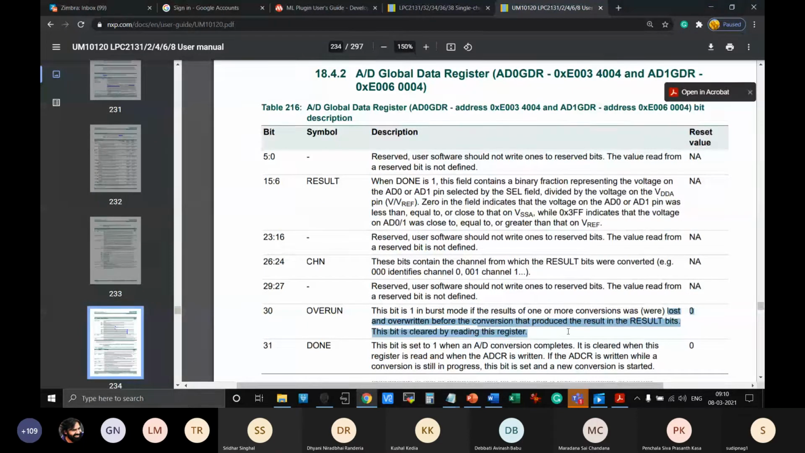And this is basically the end of conversion status, and you are actually enabling. So this result controls a binary fraction representing the voltage on this, selecting the select field. So SCL is the select field divided by the voltage on the VDDA by Vref.